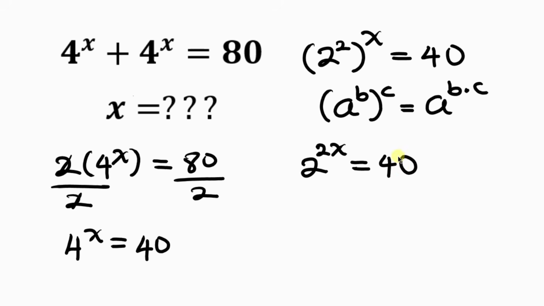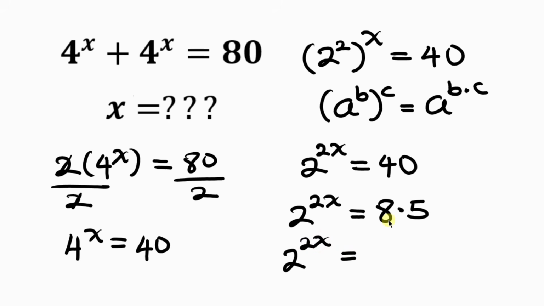Now our next step will be for us to simplify 40. So we have 2 to the power of 2x to be equal to 40, which is the same as 8 times 5. We can still simplify further. So this is 2 to the power of 2x is equal to 8. 8 is the same as 2 to the power of 3 times 5. Now it would have been better if we could write everything in the base of 2. But we can't write 5 in the base of 2.